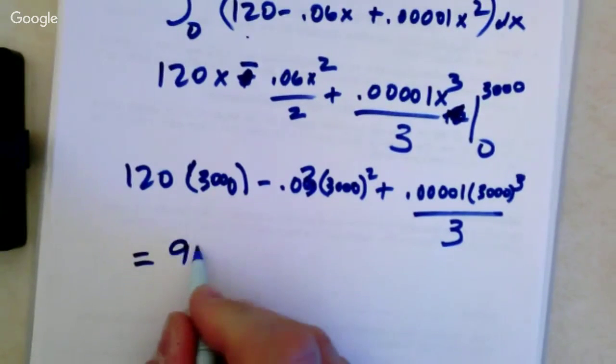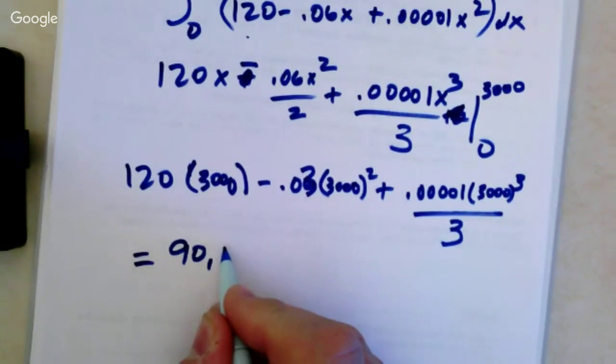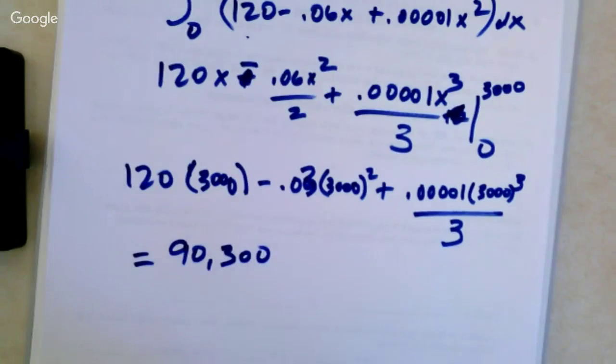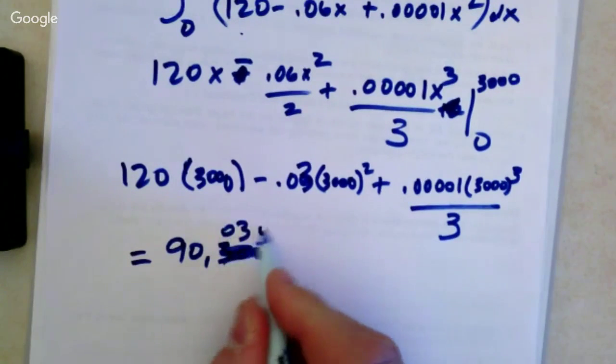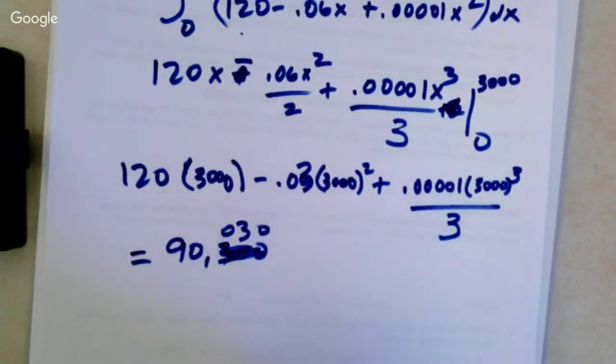90,000. 90,030? That worked out nice. $90,000, and $30. Did that include the $90,000 setup?